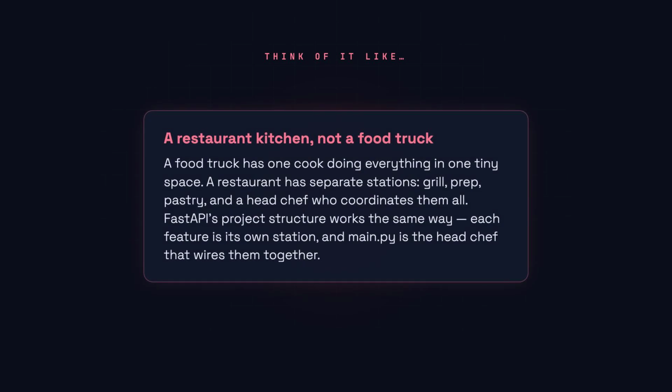Think of a busy restaurant kitchen. A food truck works when you're serving 20 people, but when you're serving 200, one cook doing everything creates chaos. So you divide the kitchen into stations, each with its own crew and tools, and a head chef who knows how to bring every station's output together into one cohesive meal. That is exactly the mental model for a structured FastAPI project.